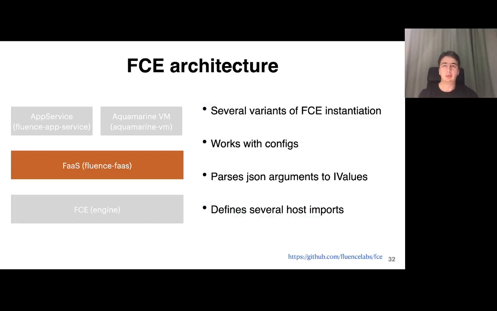On the next level, we have function service. It has a lot of variants of instantiation, so to say, a lot of constructors. Its main purpose is just to prepare the function service, work with config, parse JSON, and also work with host imports. We'll talk about host imports later.